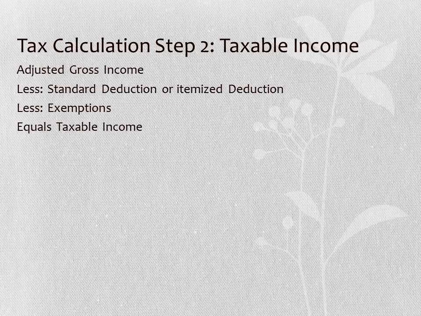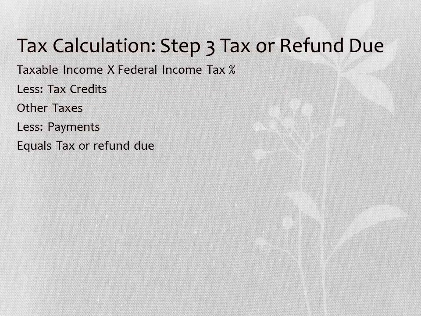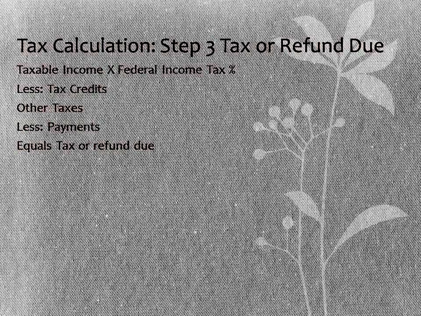The second step is to calculate your taxable income, and this is the adjusted gross income minus the standard or itemized deduction minus exemptions. And the third step is to calculate the refund or tax due, and this is the taxable income times the federal income tax percentage minus any tax credits plus any other taxes minus payments.